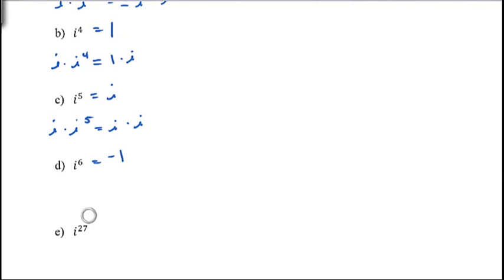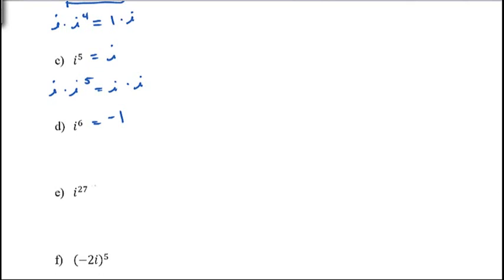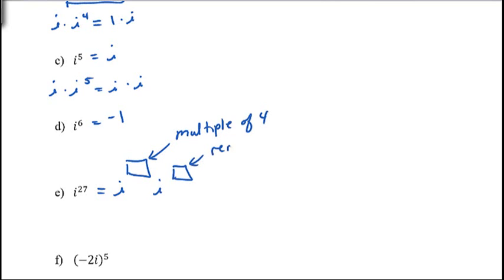So the key to finding bigger powers of i, like i to the 27th, is this one right here. i to the 4th is equal to 1. So what we want to do is write this as i raised to some power, and we want the power that goes in here to be a multiple of 4. And then i times the remainder here. So if this is a multiple of 4, then this whole thing will just be equal to 1.